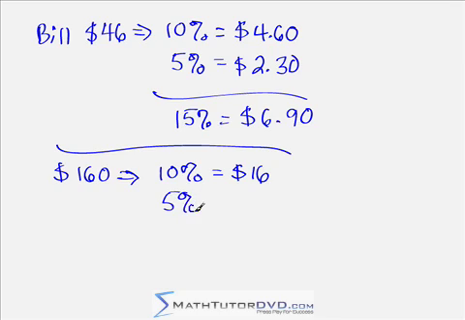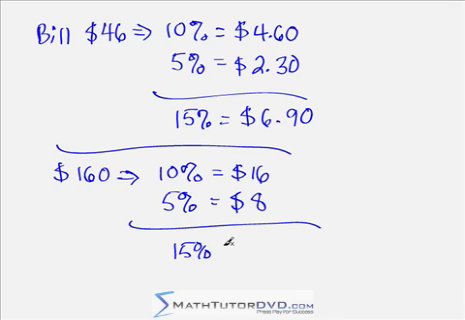And what about 5%? What if we wanted to calculate 5%? We take the 16, cut it in half, it's going to give us $8. And so at the end of the day, we calculate the 15% tip as 16 plus 8, which is $24. So this is an exact number, but what if your bill was $162.13? Well, you could certainly do it, but you can round down to 160 or round up a little bit and do this in your head and get the right answer.